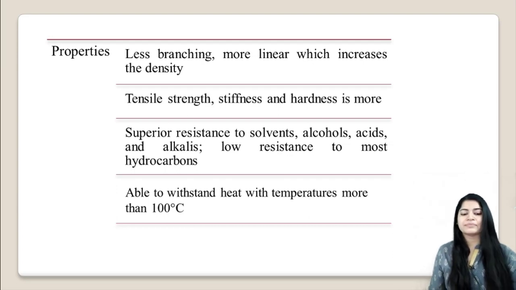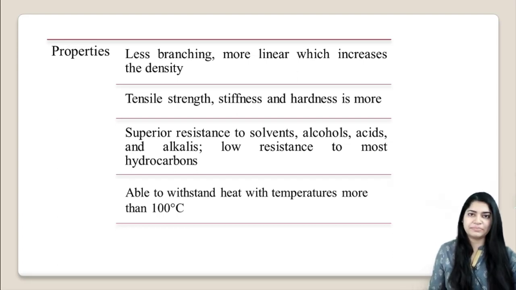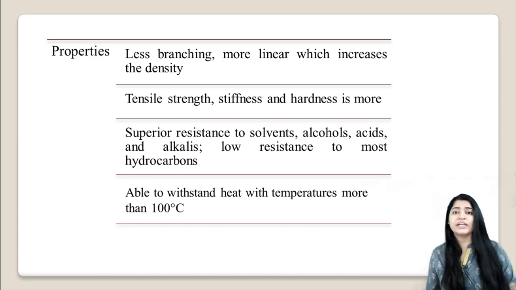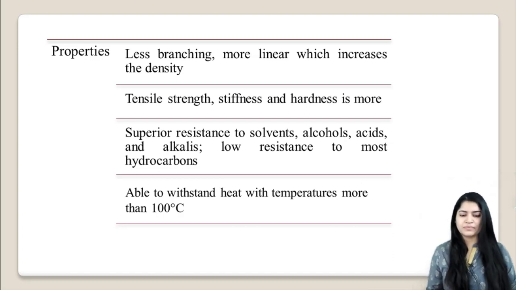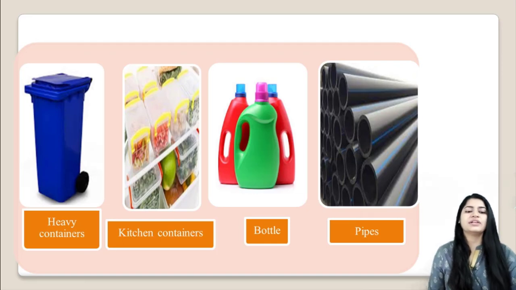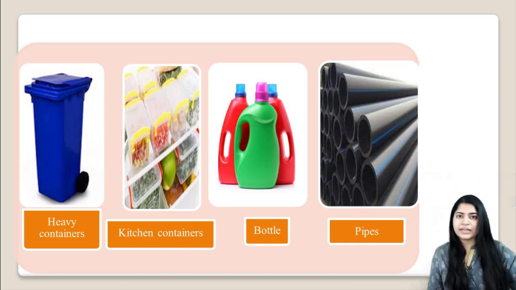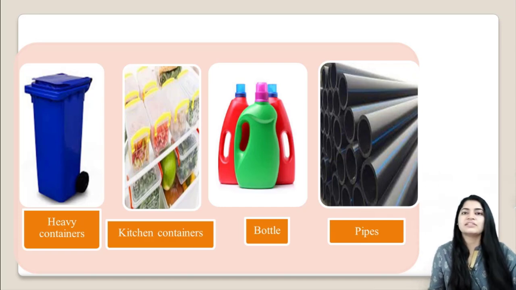Besides that, your HDPE can withstand heat up to 100 degrees Celsius, whereas your LDPE, its resistance is up to a temperature of what? About 20 to 30 degrees Celsius only, right? Now the uses here are, you can see, heavy containers. You can see in day-to-day life also the waste buckets, your dustbins. They are made from heavy plastic. So that heavy plastic is what? That is your HDPE. Besides the kitchen containers also.